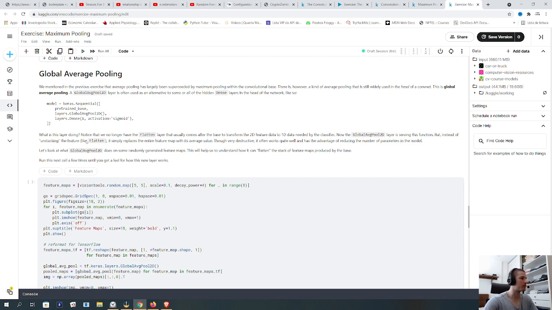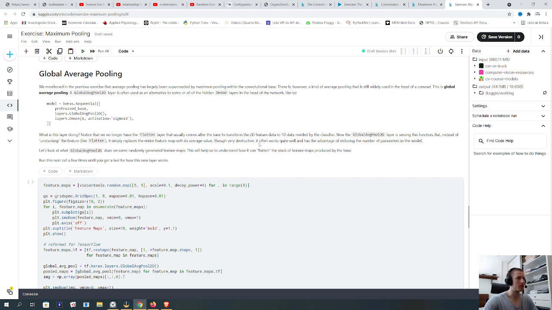What is the layer doing? Notice that we no longer have the flattening layer that usually comes after the base to transform the 2D feature data to 1D data needed by the classifier. Now the GlobalAvgPool2D layer is serving this function, but instead of unstacking the feature maps like Flatten, it simply replaces the entire feature map with its average value.